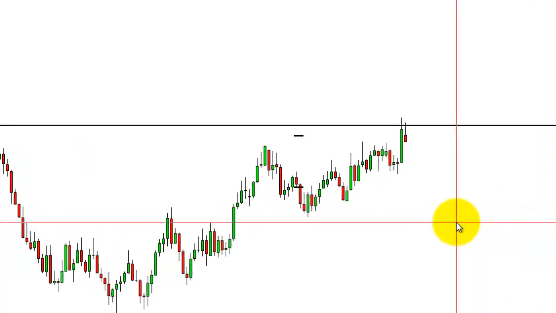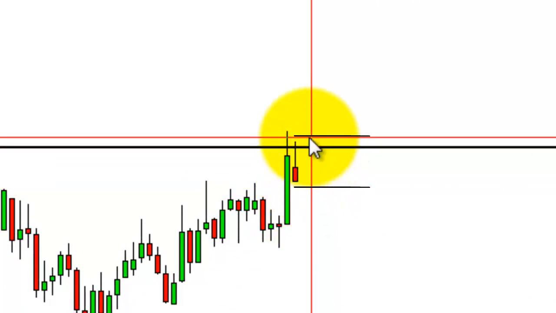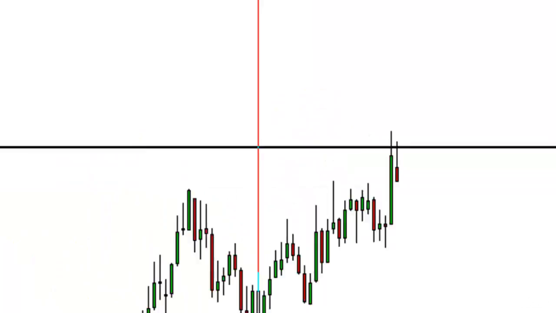So we can trade this inside bar as an inside bar break. In this instance, what we'll be looking to do is sell at the break of the low and have our stop loss above the high. Let's see how this did.